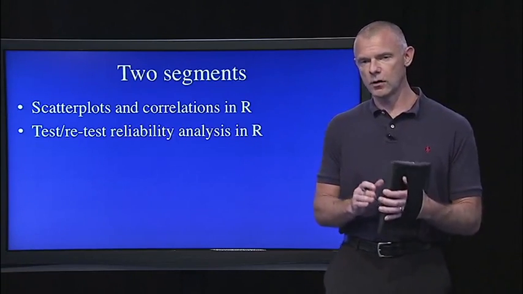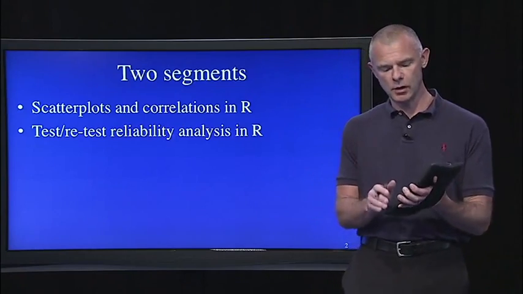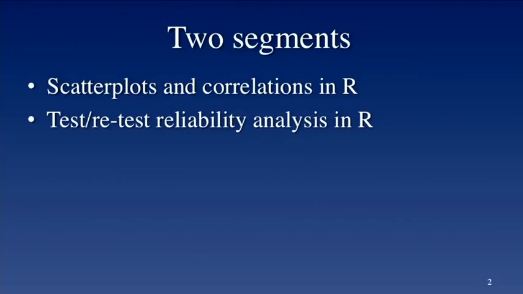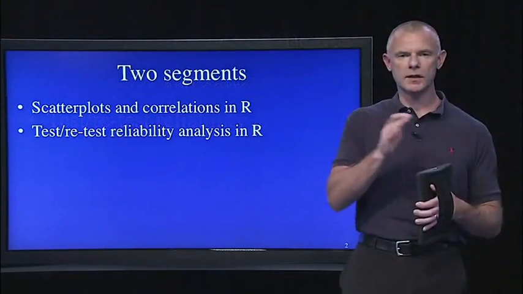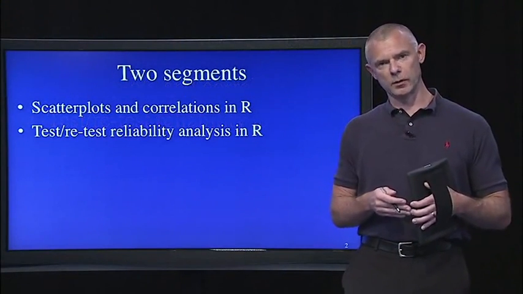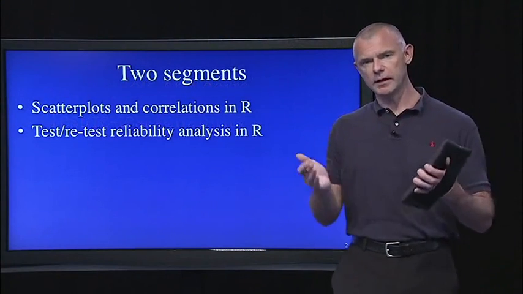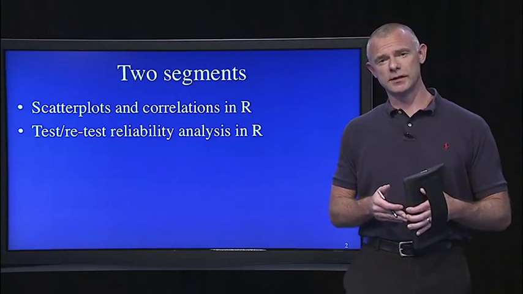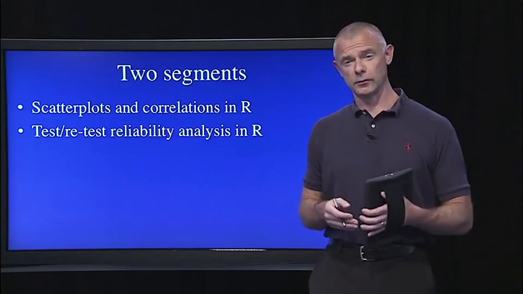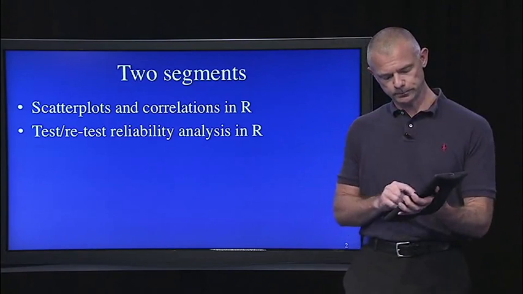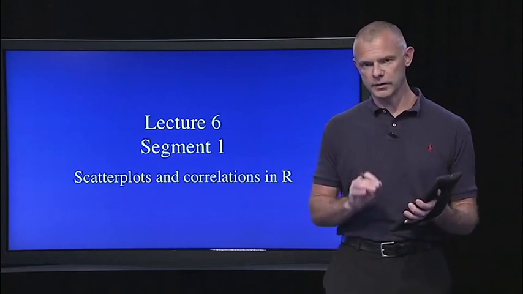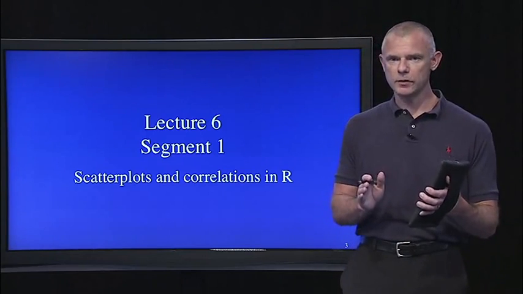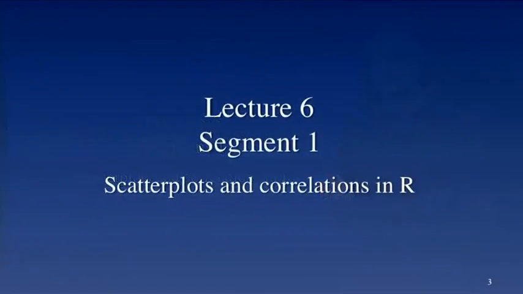This lecture is organized into two segments. In the first segment, we'll do some scatterplots and correlation analyses. And in the second segment, we'll actually do test-retest reliability estimates from the example that we're using in segment 1. So I simulated enough data that we could actually do this test-retest method for assessing the reliability of several variables. So let's start the first segment, and that's just to write a script in R that does scatterplots and correlations.